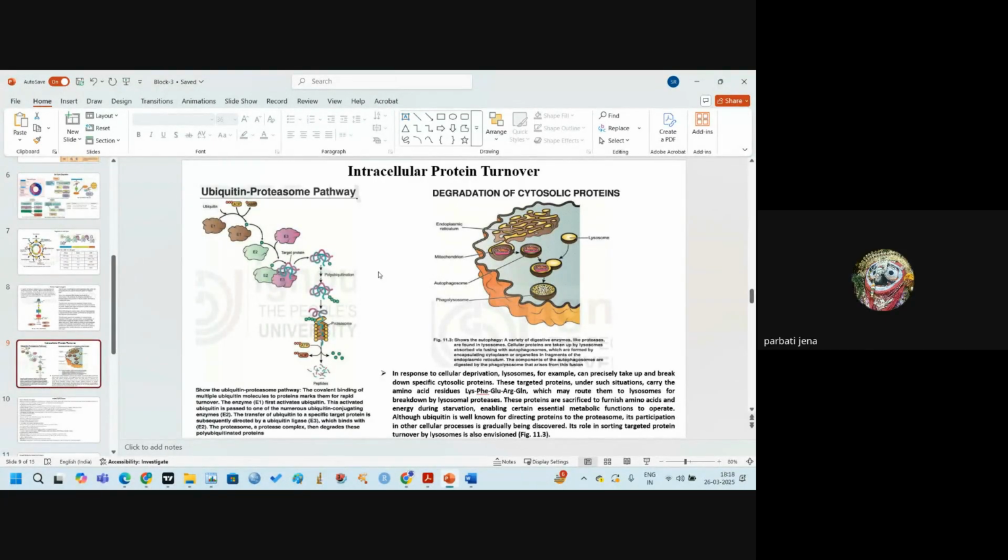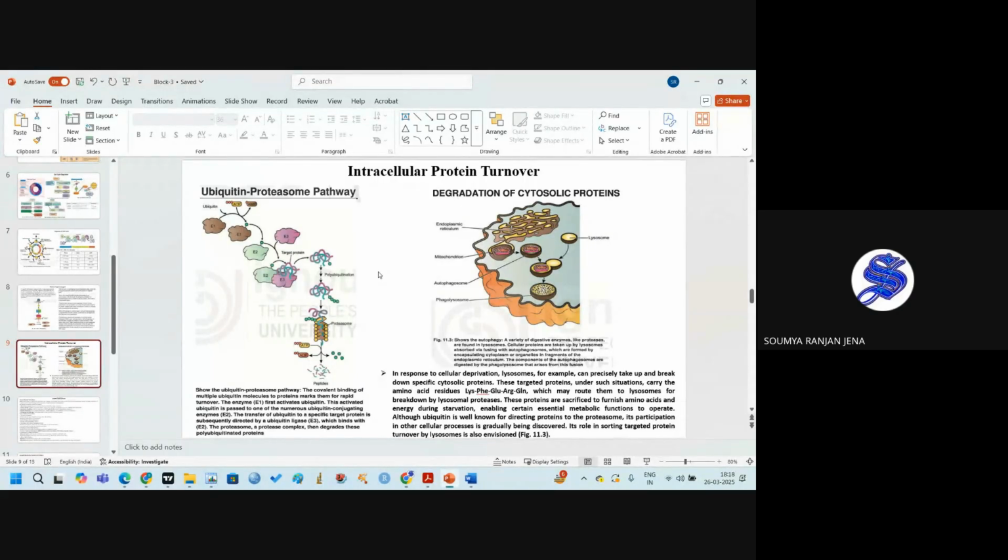So, understood? What is the importance of this ubiquitin proteasome? What is the importance? For example, if you go to the college, what is the importance of your ID card? Sir, for identification. Very good.